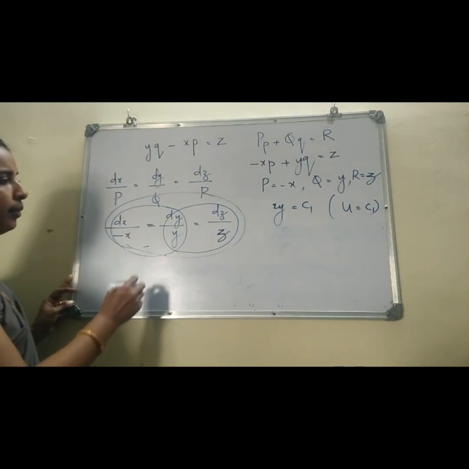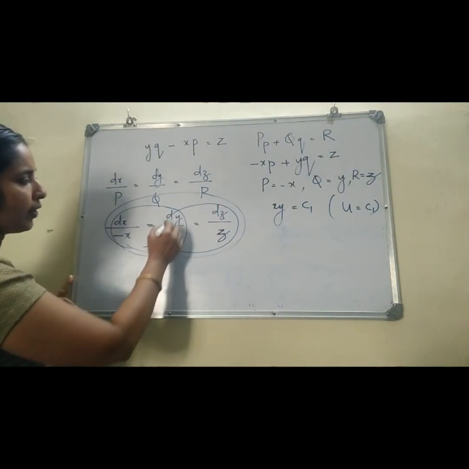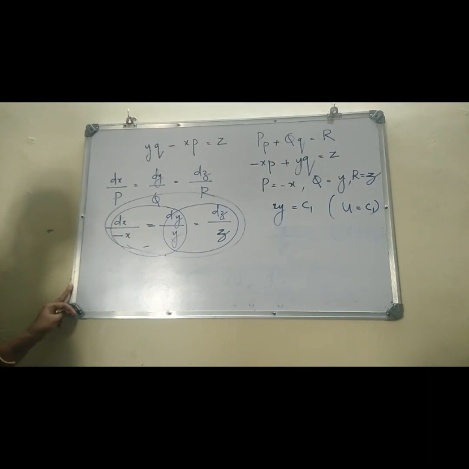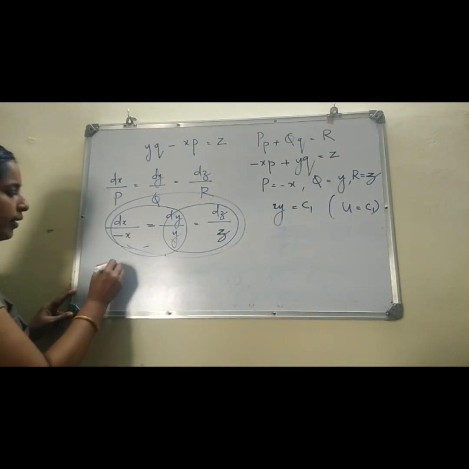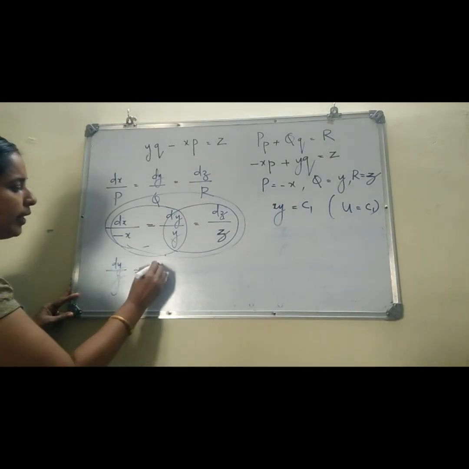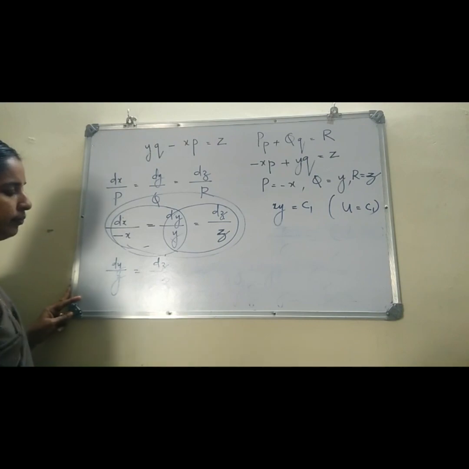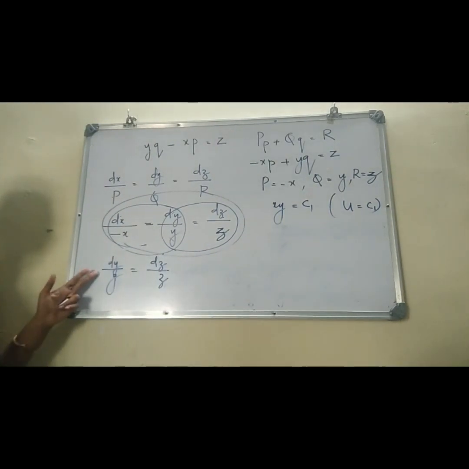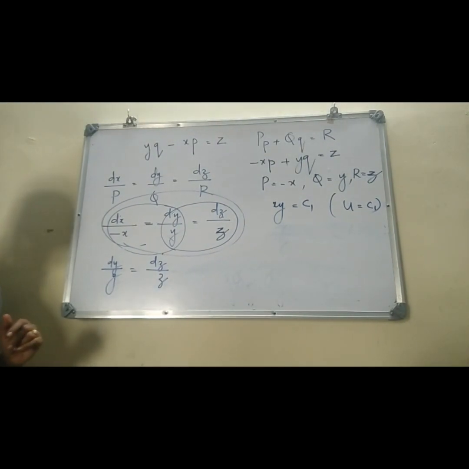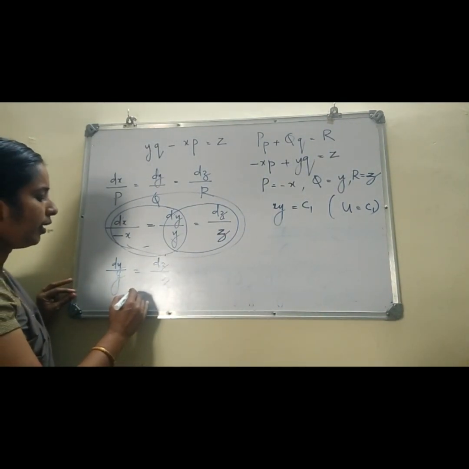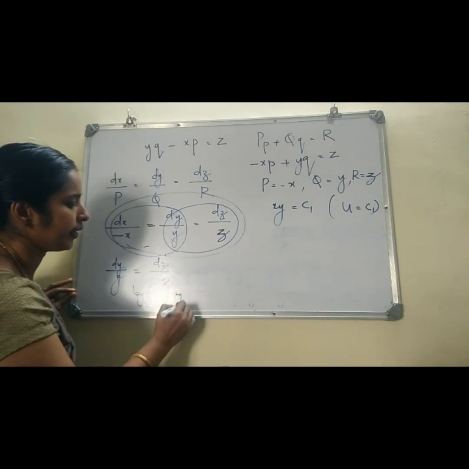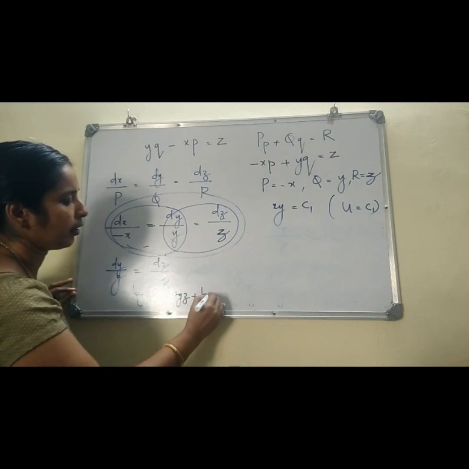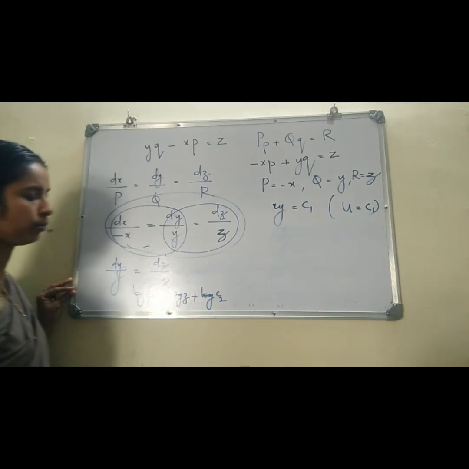Next, you consider this differential equation. Actually, we have to form two solutions of the auxiliary equation. Next, you consider dy by y is equal to dz by z. See, this is a differential equation in separable form. So by integrating, you can easily write its solution. Its solution is log y is equal to log z plus a constant, that is log c2.